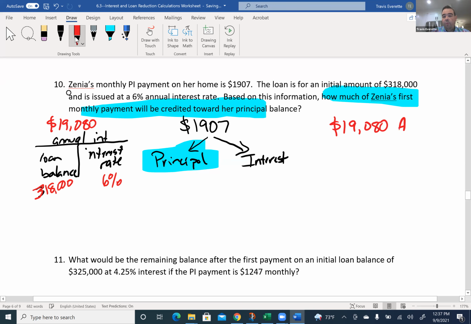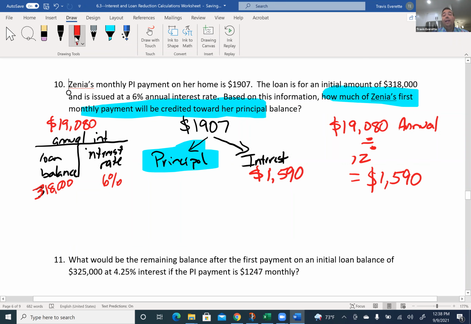But that's annual. If we divide that $19,080 by 12, we will get the monthly interest being paid on that loan just for that one payment, because remember, it's going to be different payment after payment, but for that one payment, the monthly interest is $1,590. So there, we're going to fill that in over here. $1,590 is the monthly interest.